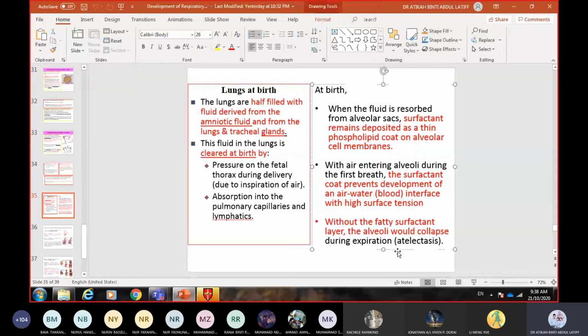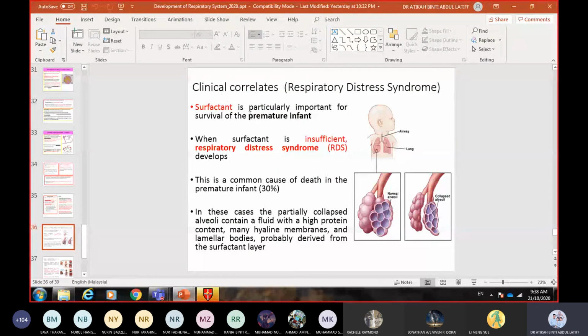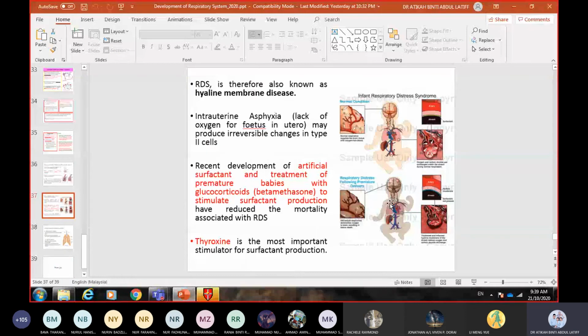So what happens if the premature baby doesn't have enough surfactant? They can have respiratory distress syndrome. This is a normal alveoli with surfactant, you can see nice rounded alveoli. But without the surfactant, there's not enough tension maintained, causing the alveoli to collapse. Because of that, they don't get enough oxygen to the brain, and that causes death. So what is this called?